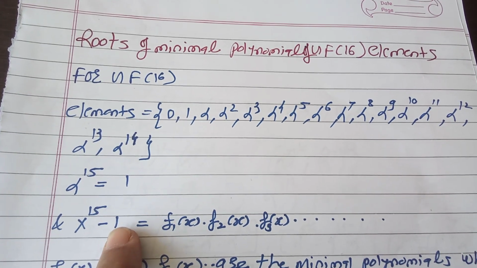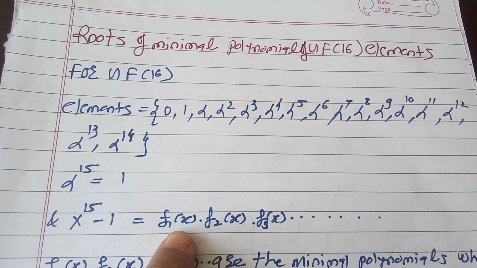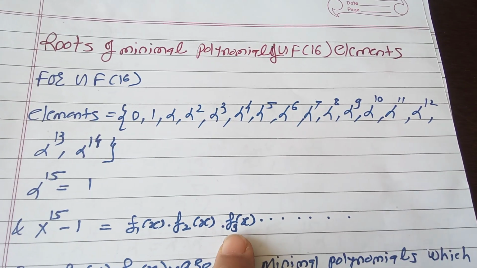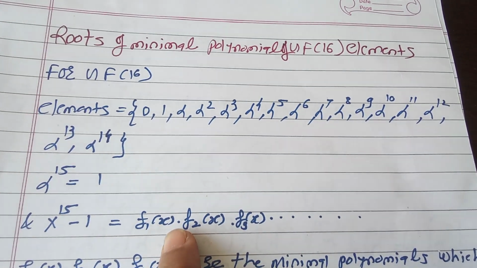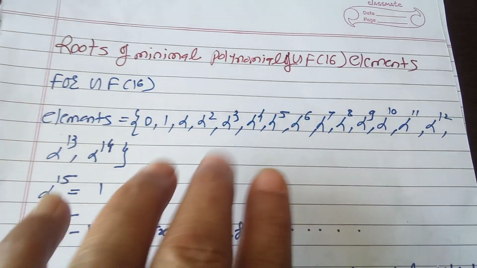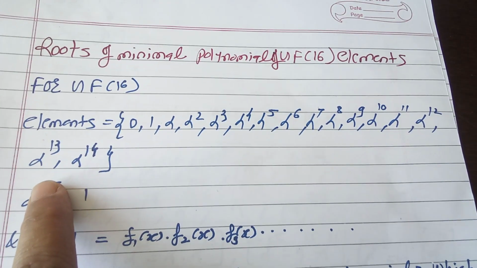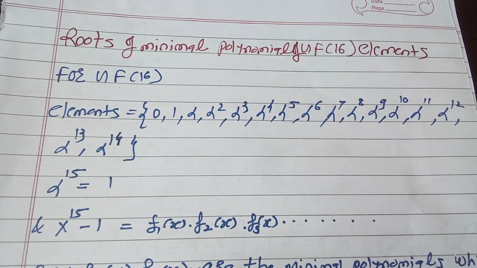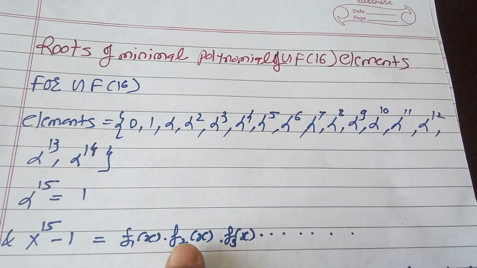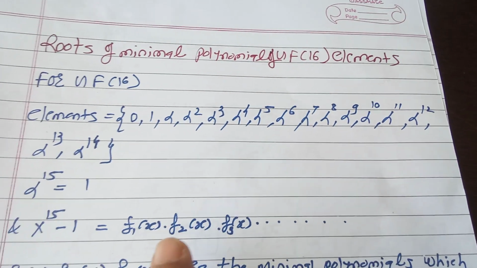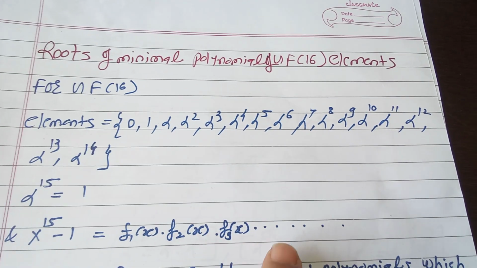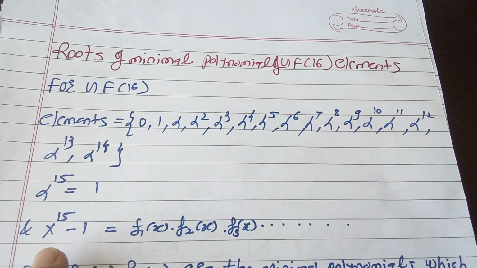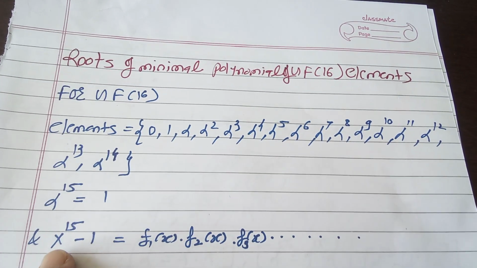And x raised to 15 minus 1 will equal f1(x) into f2(x) into f3(x) likewise. These f1(x), f2(x), f3(x) are the minimal polynomials whose roots are amongst these from 0 to alpha raised to 14. So we have to find which roots correspond to f1(x), which correspond to f2(x), f3(x), and how many f(x) are there for x raised to 15 minus 1. So the minimal polynomials are the factors of x raised to 15 minus 1.